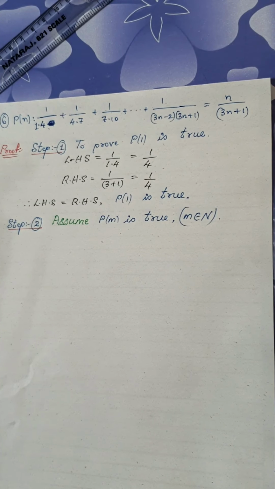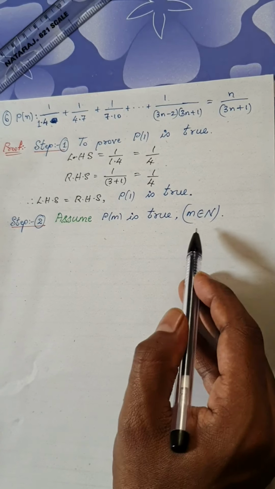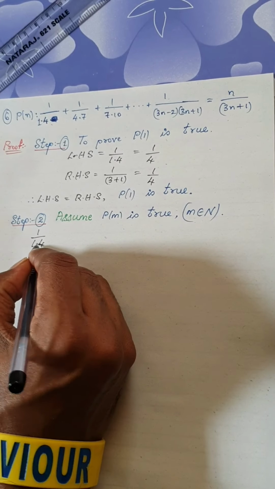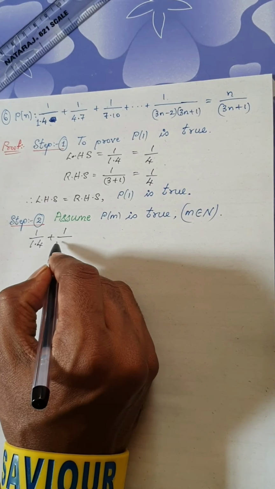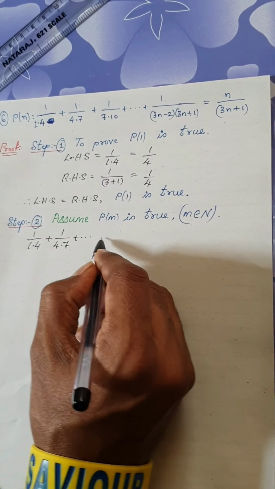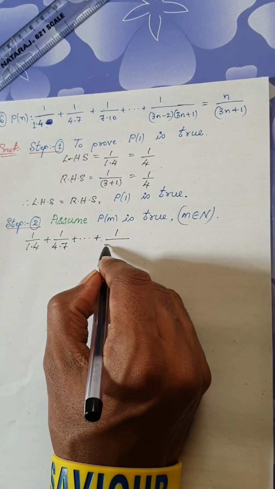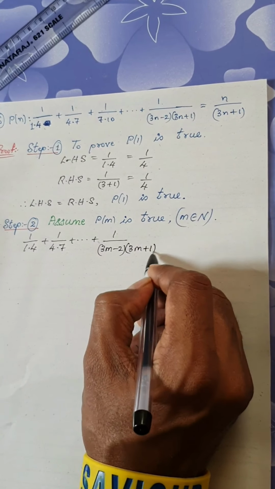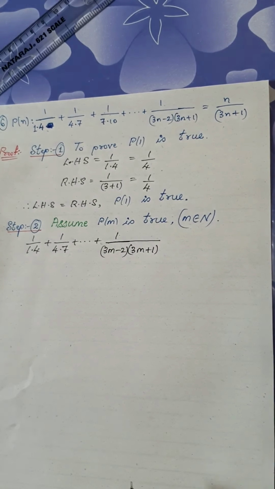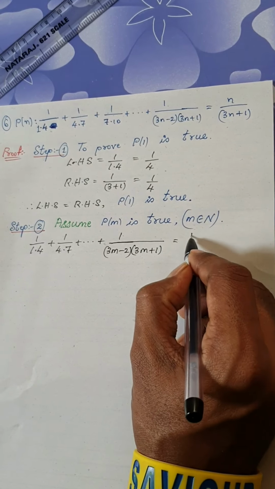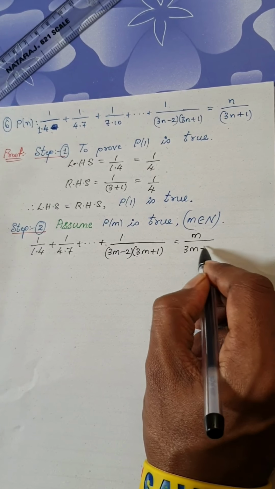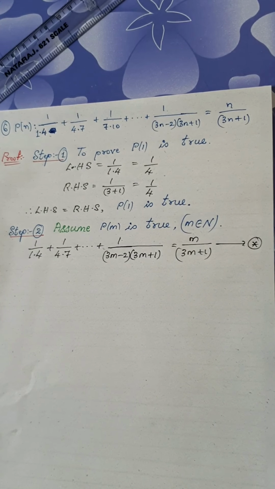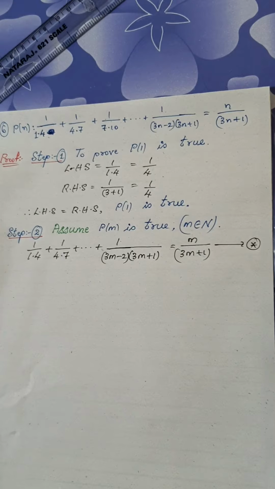Step 2: assume P of m is true for some m belongs to N. So how are you going to write this step? Very simple. 1 divided by 1 into 4 plus 1 divided by 4 into 7 going on. The last term in LHS is 1 divided by (3m minus 2) into (3m plus 1). Is it clear? Make sure this denominator is right. This is equal to m divided by (3m plus 1). This will give me equation star. Nothing more to do with step 2. Let's move on to step 3.